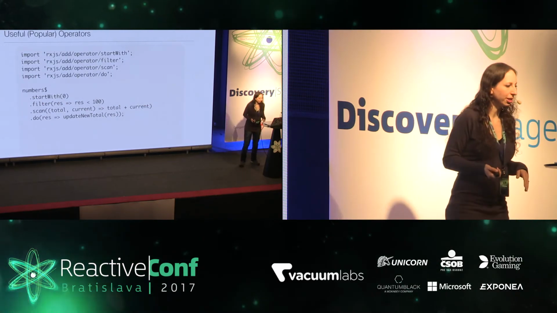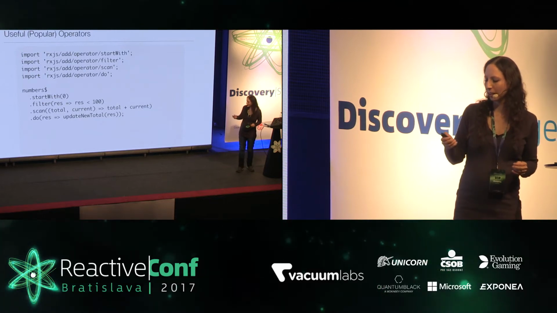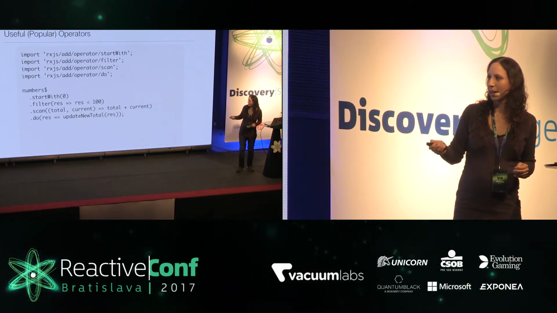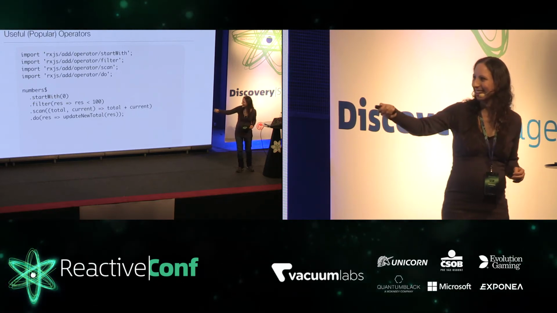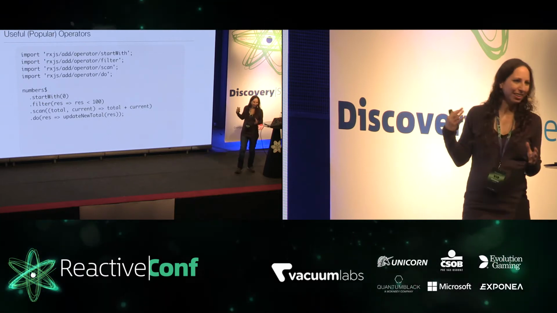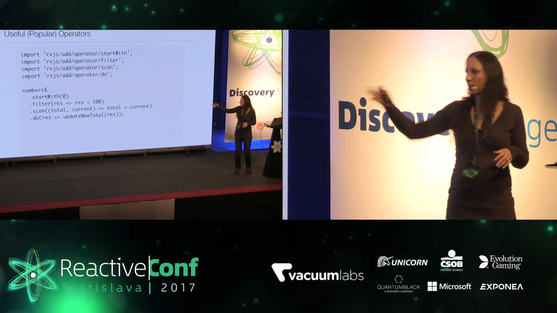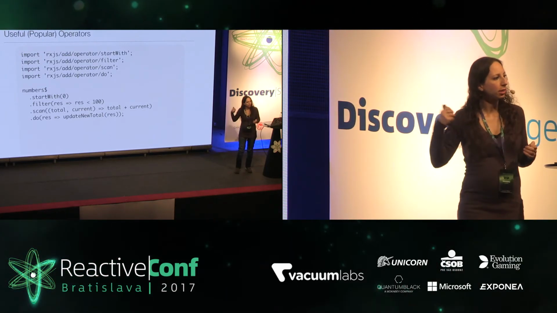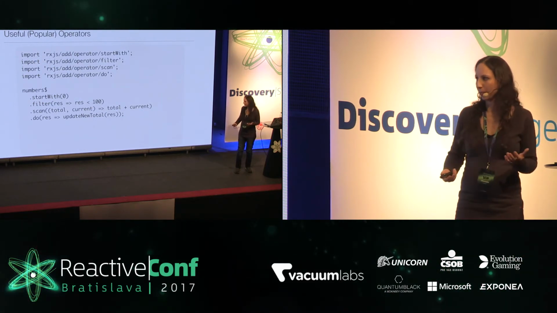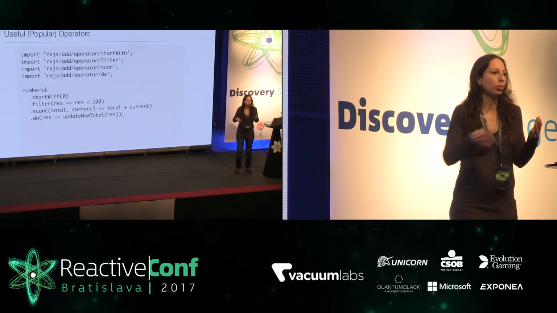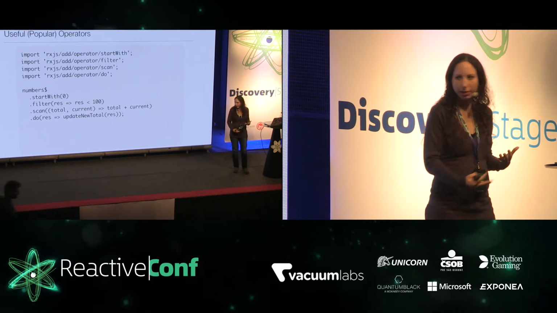More useful, popular operators. In this example, we have some kind of an observable which represents a stream of numbers. The first operator, startWith, just gives you the first value so that you can do something with it, in case the first value doesn't come right away.